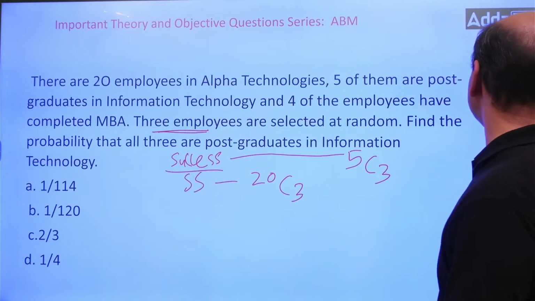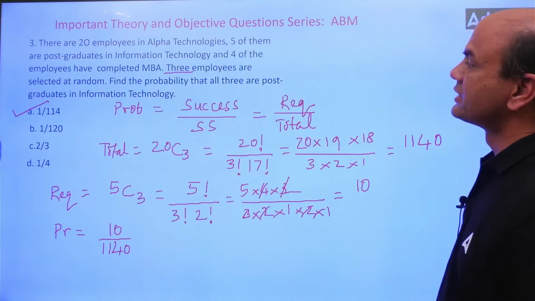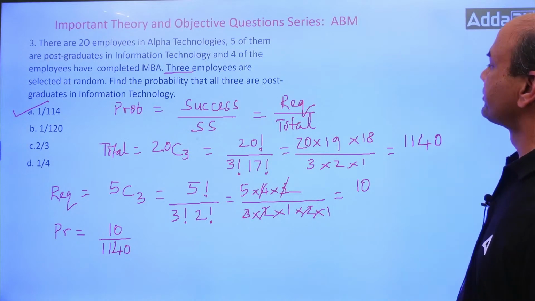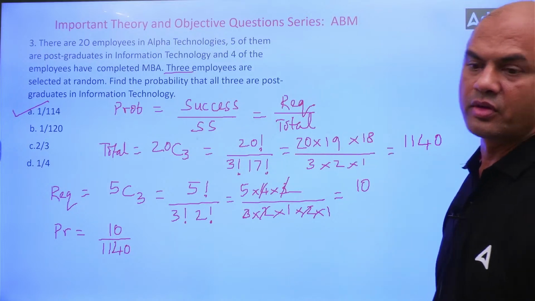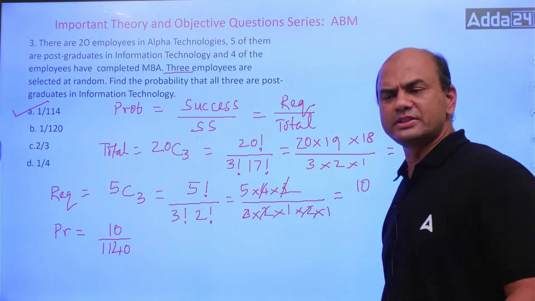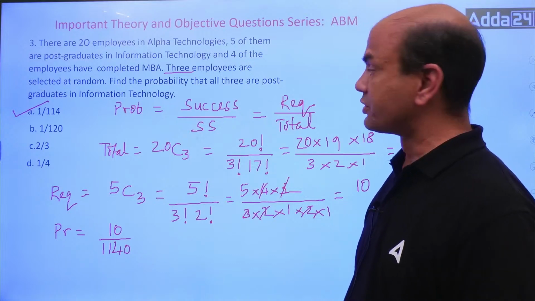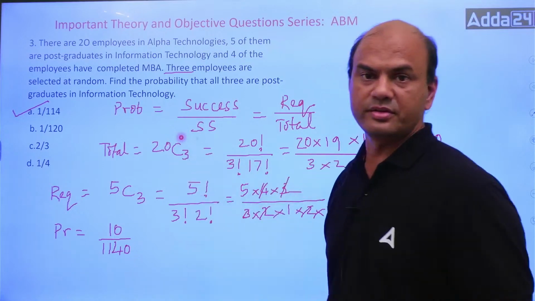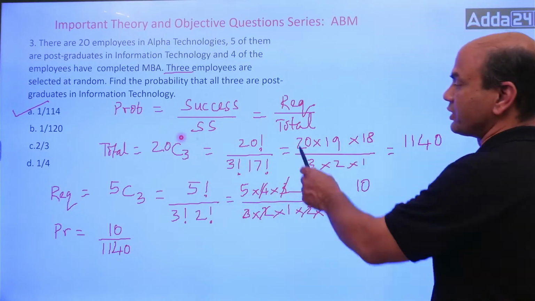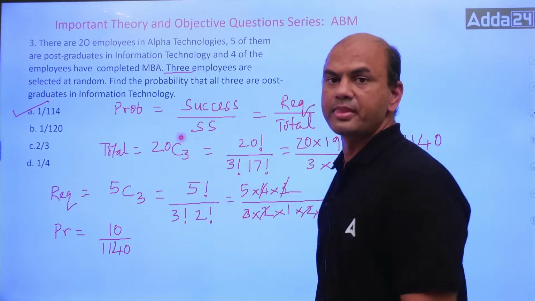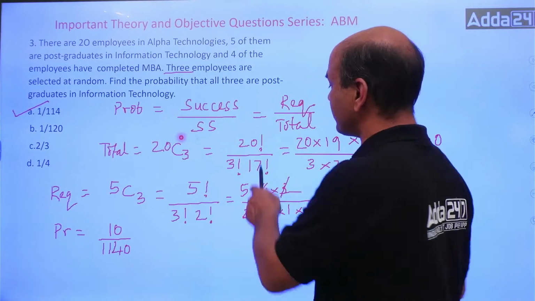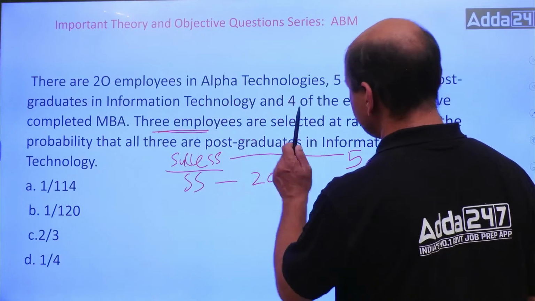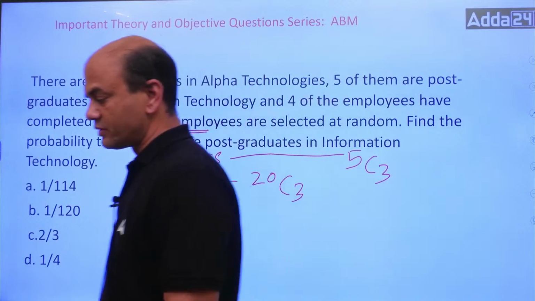So solve it. Probability equals success upon sample space, or required upon total. Let's solve the denominator first. What is my total or sample space over here? 20C3. 20C3 means 20 factorial upon 3 factorial into 17 factorial. Everyone try to solve this. I'll answer it later. First you try to solve this.